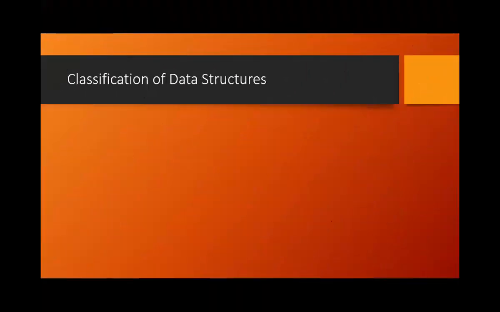So in today's class, we will go through the next concept, that is classification of data structures. Data structures broadly we can categorize into two things. The first one is the primitive data structure and the second is the non-primitive data structure. We will study what we mean by primitive and non-primitive in the upcoming slides. So here we'll just go through its classification, and then later we will discuss each one of them.